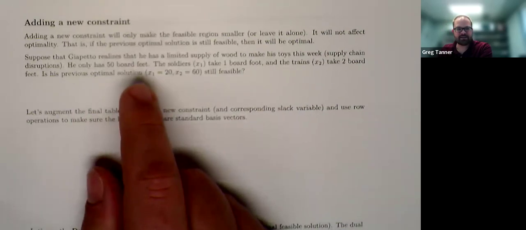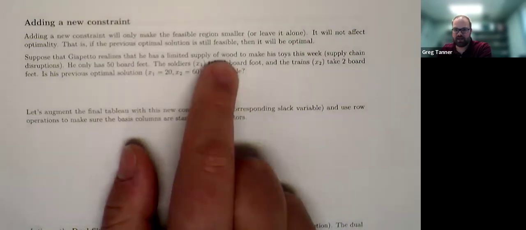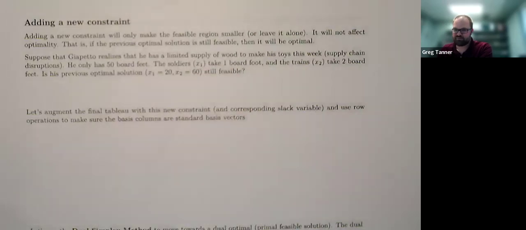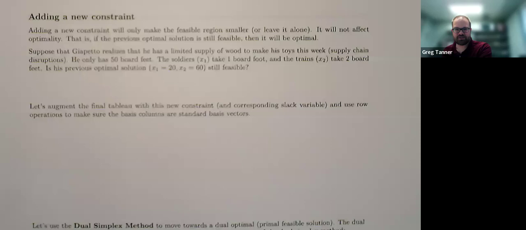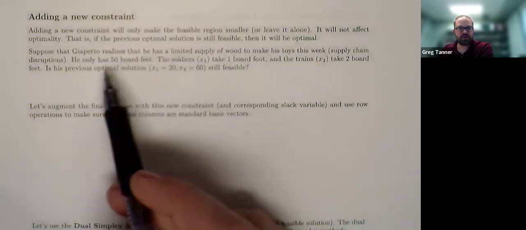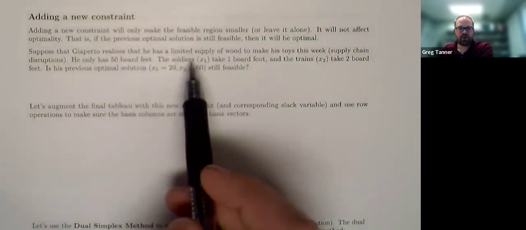Well, Geppetto realizes that he's got a limited supply of wood to make the toys this week. Story we hear all the time, there's supply chain disruptions going on, so he needs to refactor his plan for making soldiers and trains this week. We'll keep it at just the soldiers and trains problem. Forget about the stacking towers and the wood blocks.